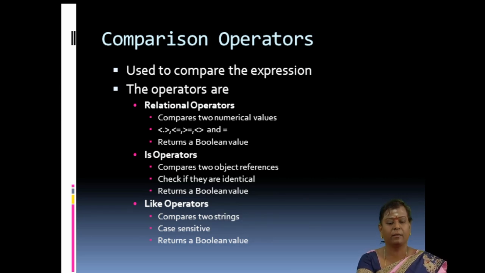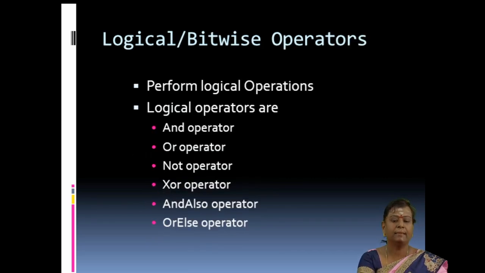So the comparison operators, overall, return only Boolean values, whether the values are true or false. Then the Is operator compares two object references. It is used to check if they are identical, and it also returns a Boolean value. The Like operator is used to compare two string expressions. Two string values will be compared. The values will be compared case sensitively.